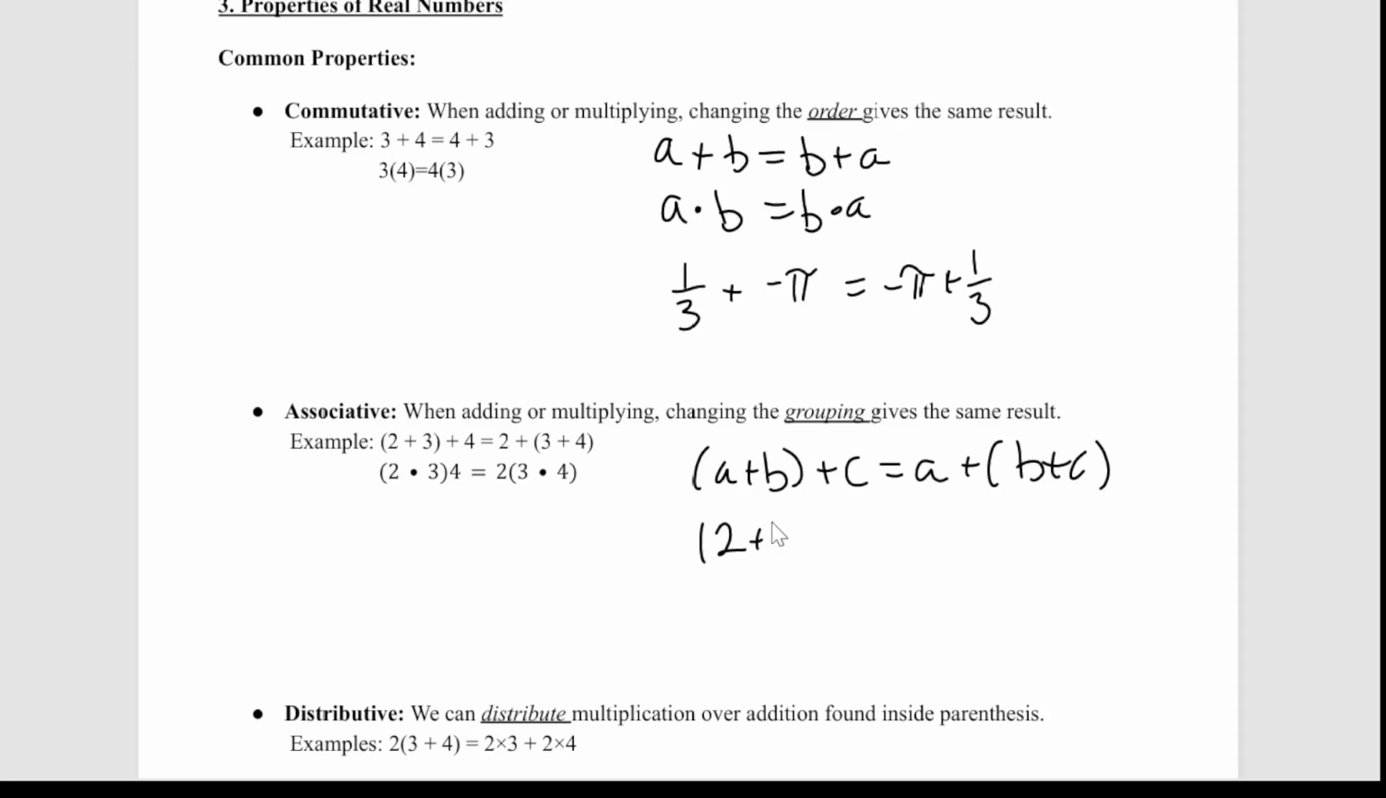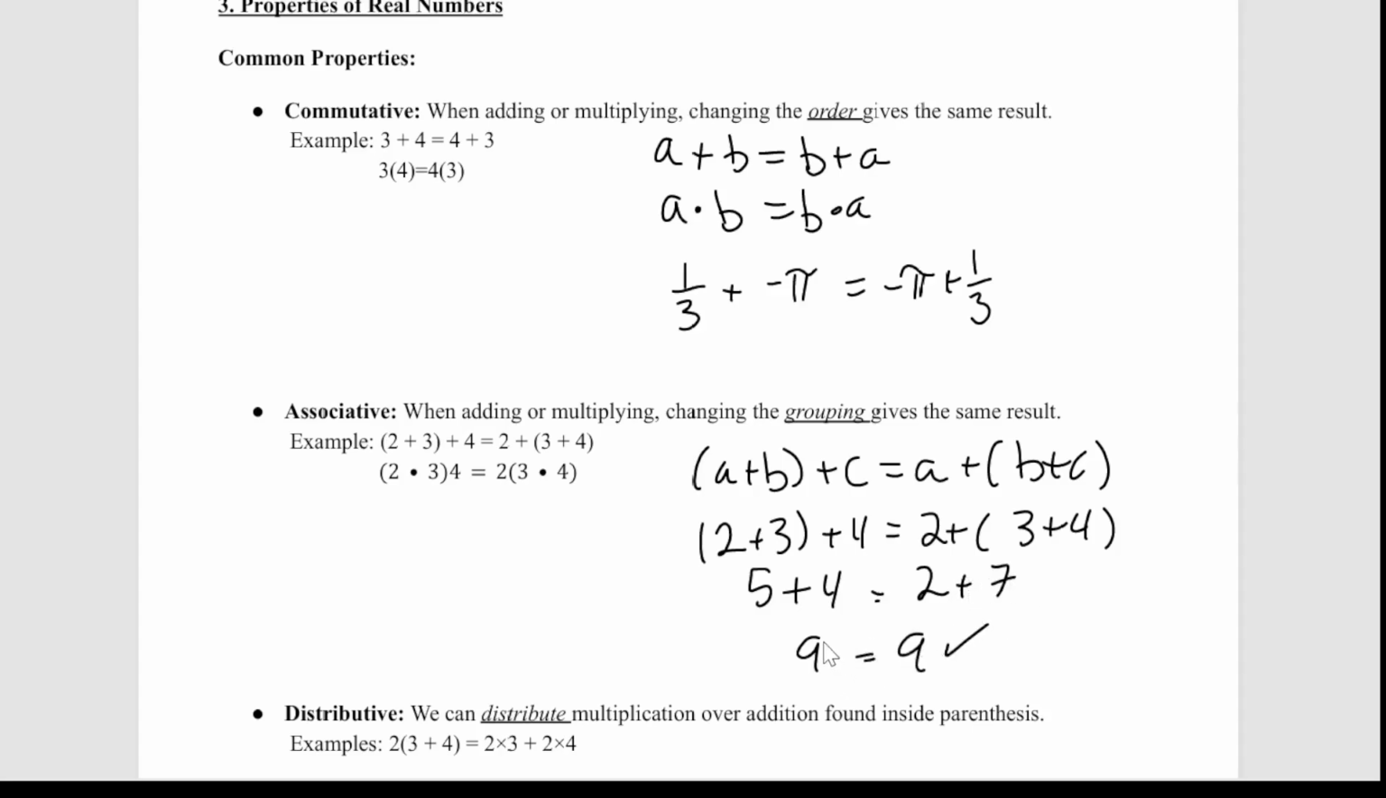So let's actually evaluate this to sort of prove to ourselves. If I have 2 plus 3 plus another 4, I am suggesting that's the same thing as 2 plus, in parentheses, 3 plus 4. Well, 2 plus 3 gets us 5, plus 4 is going to give us 9. 3 plus 4 is going to give us 7, plus 2 is also going to give us 9. So that does indeed work. I would encourage you to go ahead and prove to yourself that this works with multiplication as well.